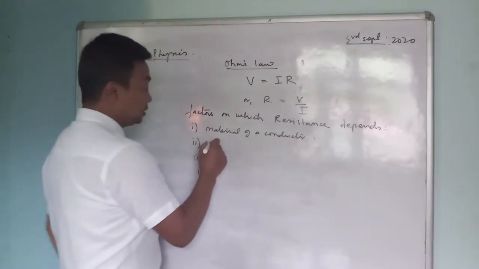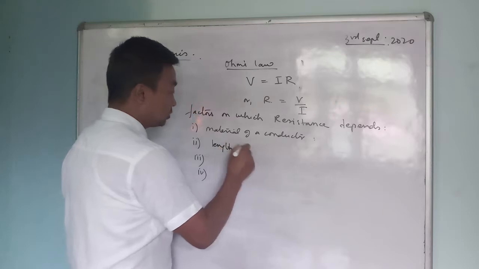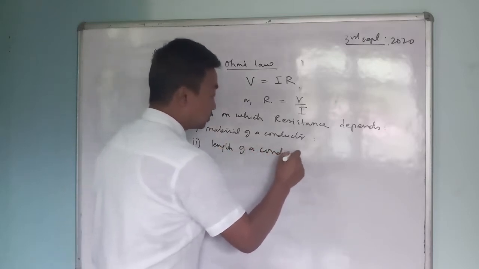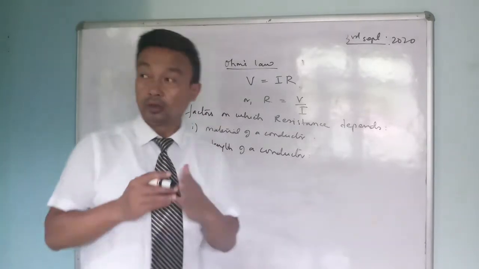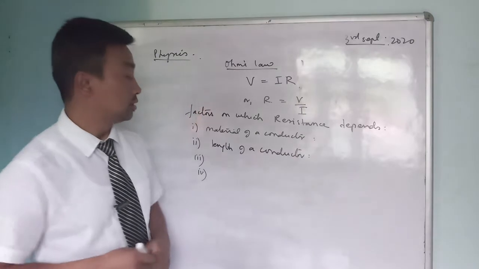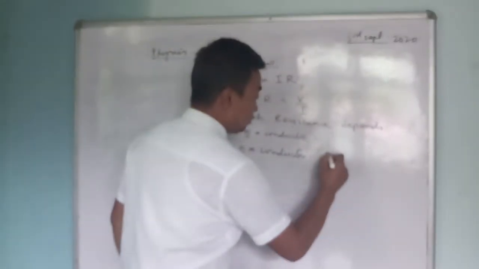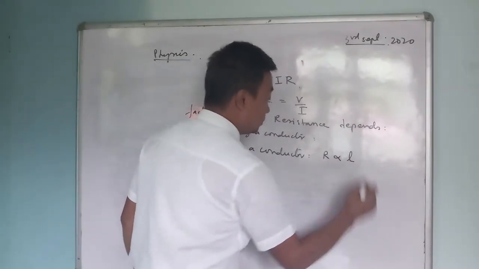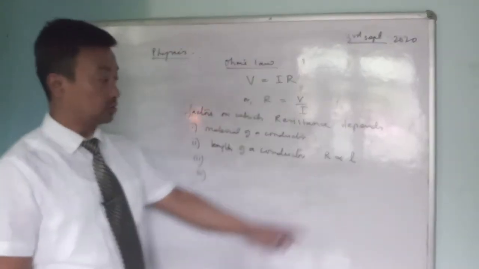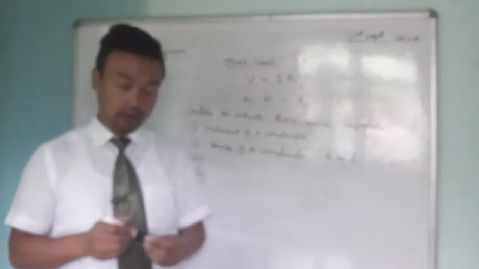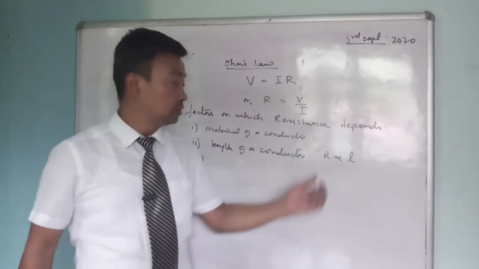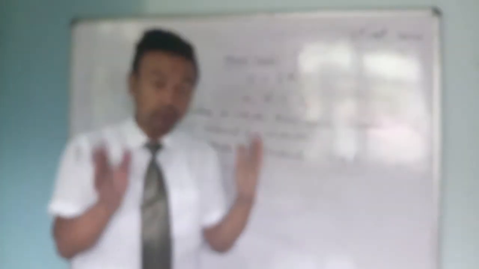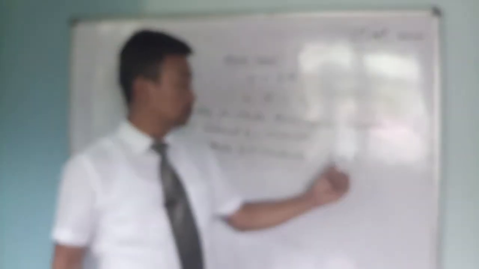The second factor is the length of a conductor. If you have a very long conductor, the resistance of a conductor is directly proportional to its length. Suppose L refers to the length of the conductor. The longer the conductor, the more the resistance. The shorter the conductor, the less the resistance. So it is directly proportional.